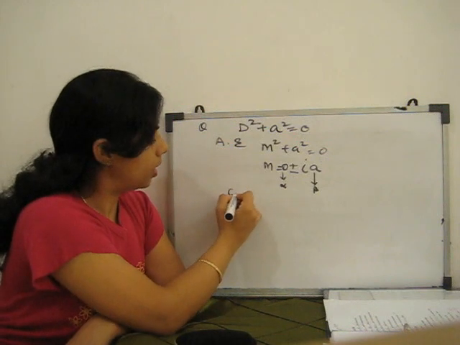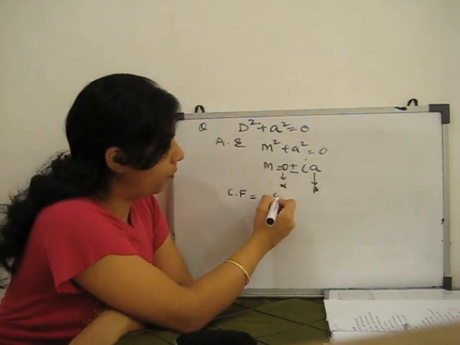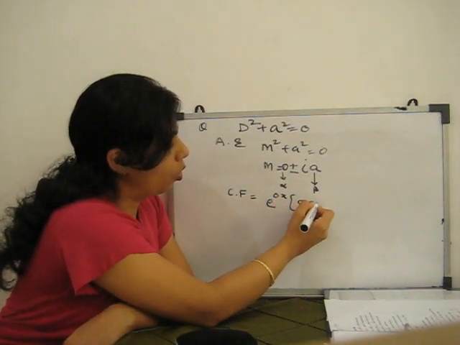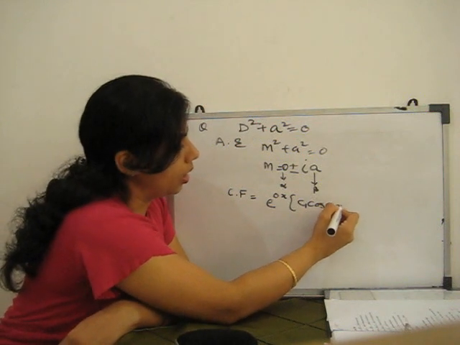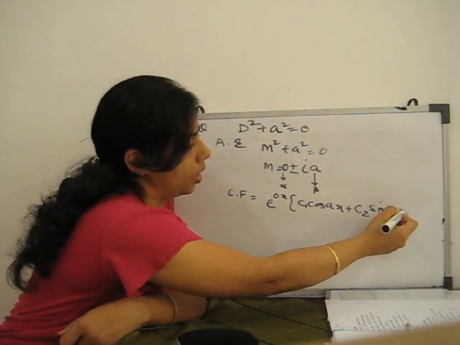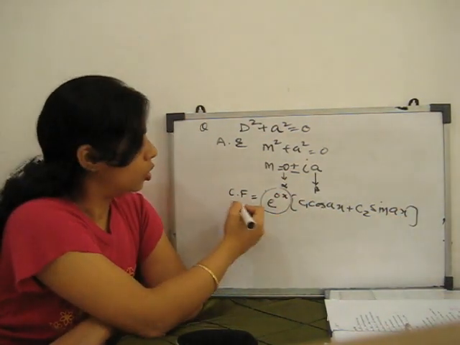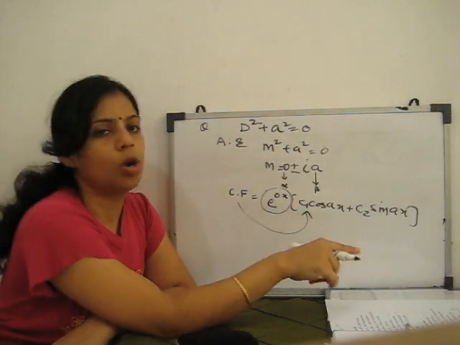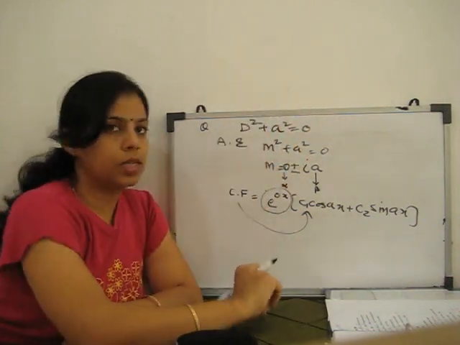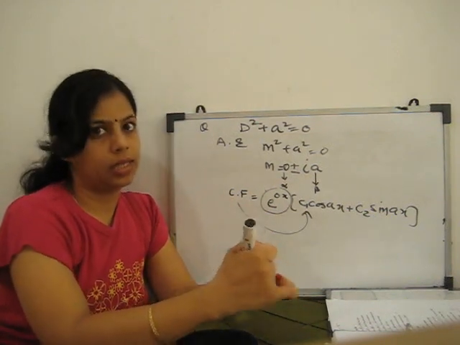So our complementary function is equal to e to the power alpha x, which means e to the power 0x, times c1 cos beta x plus c2 sin beta x. Beta means a. So e to the power 0 is 1. So our complementary function is c1 cos ax plus c2 sin ax. It means the solution of this equation, if the right hand side is 0, is c1 cos ax plus c2 sin ax. That is the solution.